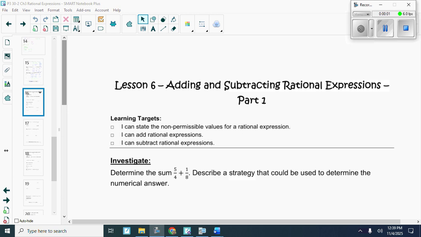So, yeah, there's only two. Part 1 and part 2, adding and subtracting rational expressions.